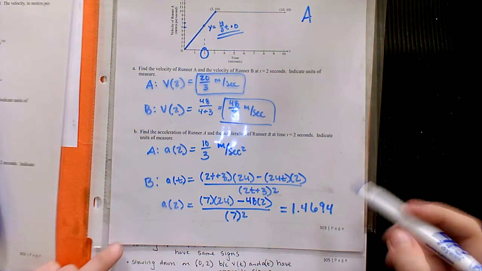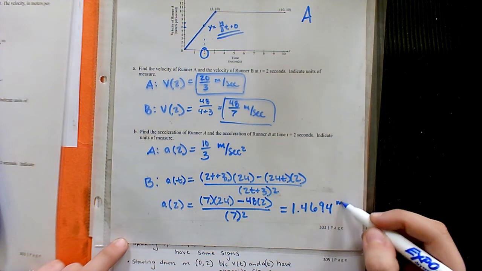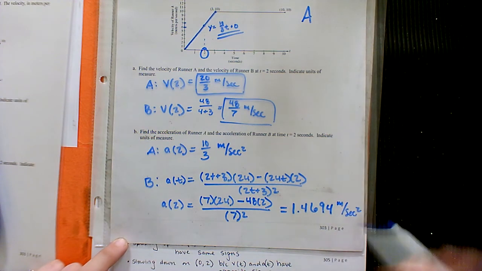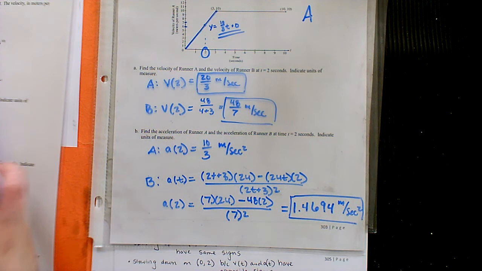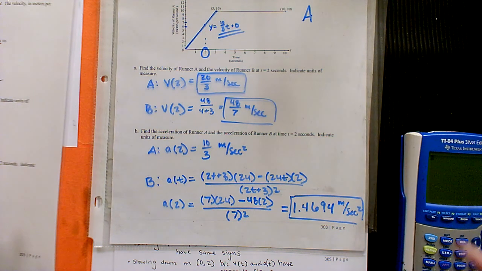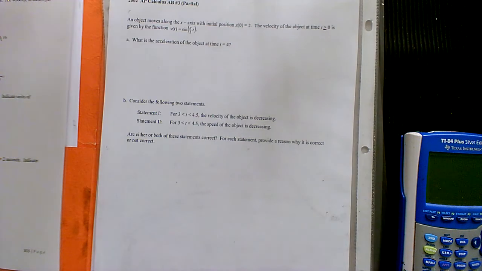All right, so acceleration unit of measure, we'll have meters per second squared. If you had to do these on your own, do you think you'd do okay? To a point, at least? Some of them? Me too. I'm a little tired too. All right. Last one, okay?